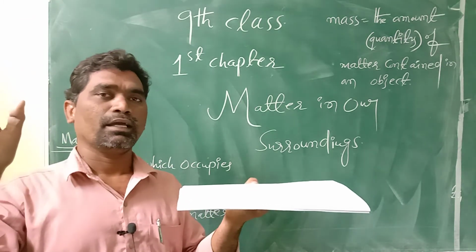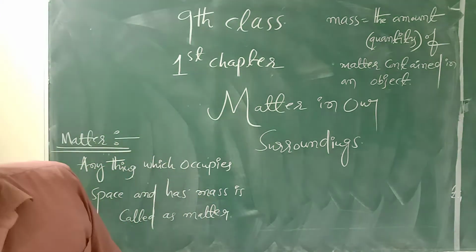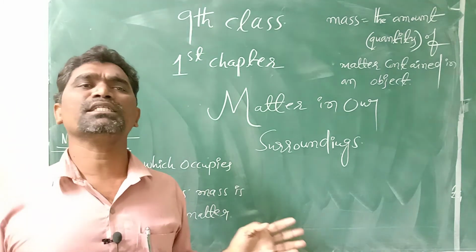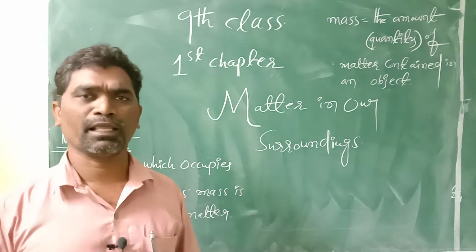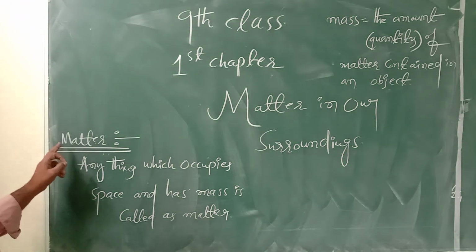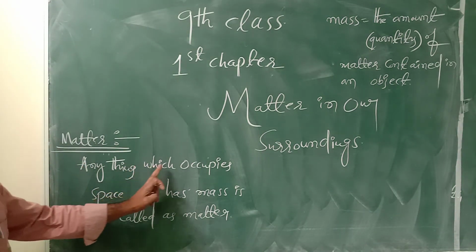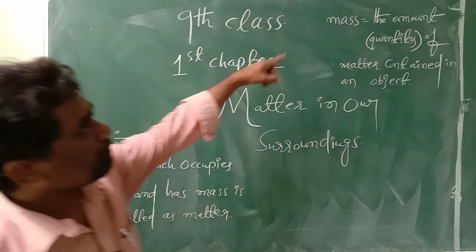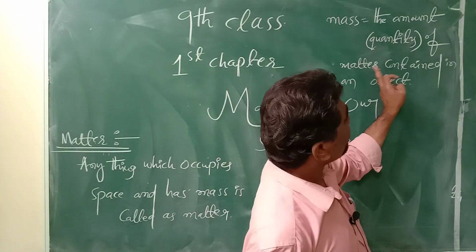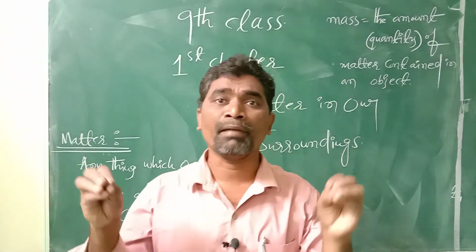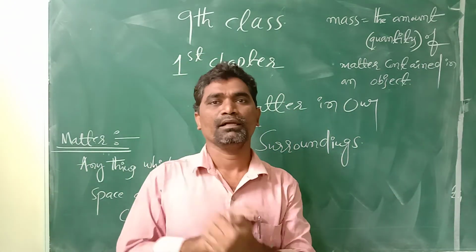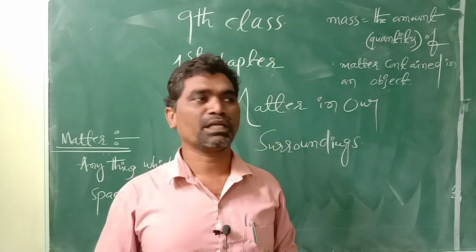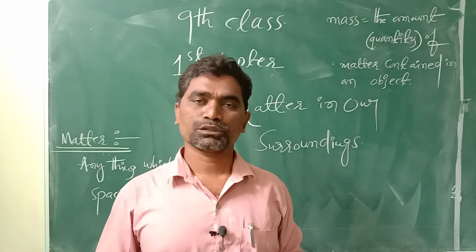Like that, everything occupies space and everything has mass, so everything in the universe is considered matter. What is the definition of matter? Anything which occupies space and has mass. What is the meaning of mass? The amount of matter contained in an object, the quantity of matter, like chalk powder, papers, or wood in the doors.